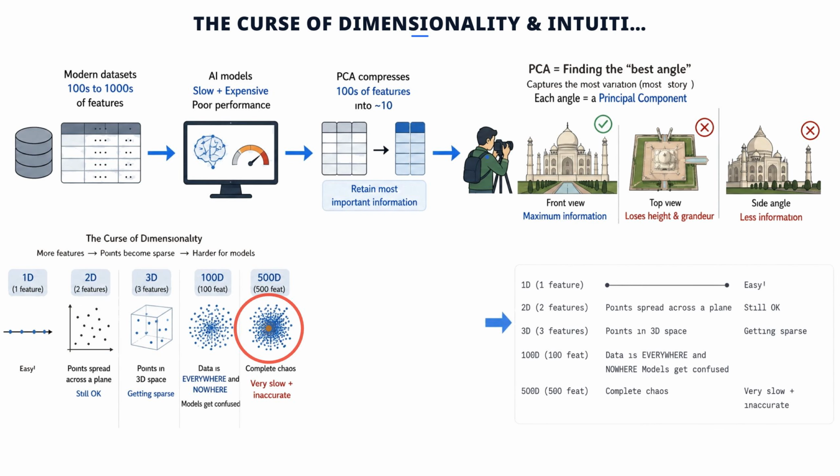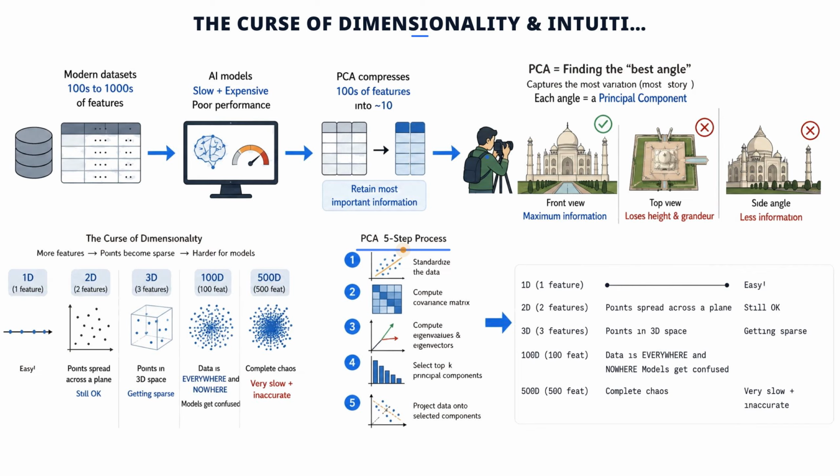The takeaway here is that PCA rescues our models from high-dimensional chaos by rotating the data to find the few perspectives that actually matter. To achieve this, PCA follows a specific 5-step process. We have to start with step 1, standardizing and centering our data, which we will dive into next.